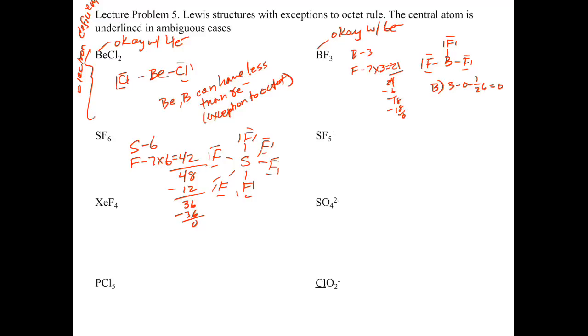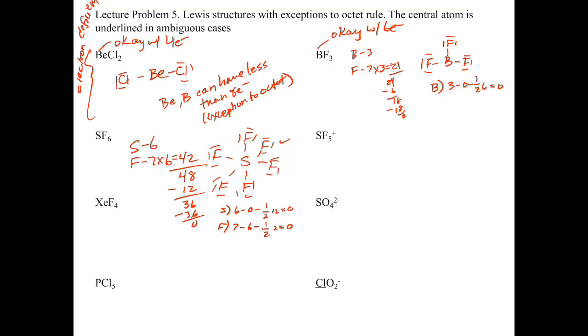And if you do formal charge for this structure, for the sulfur you're going to have 6 minus 0 minus 1/2 of 12, which is going to equal 0. And for each fluorine, you're going to have 7 minus 6 minus 1/2 of 2, which is going to give 0. So that is a good Lewis structure.